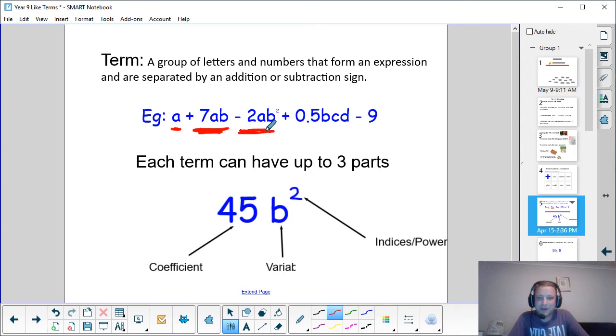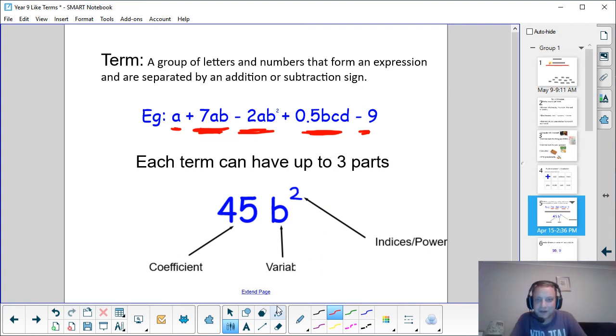Minus 2ab squared would be a term as well. Half of abcd is a term. And just this minus 9 by itself as well would qualify as a term. So what I've got here are just 5 different terms, all with different pieces in them. So anything with letters and numbers is a term.